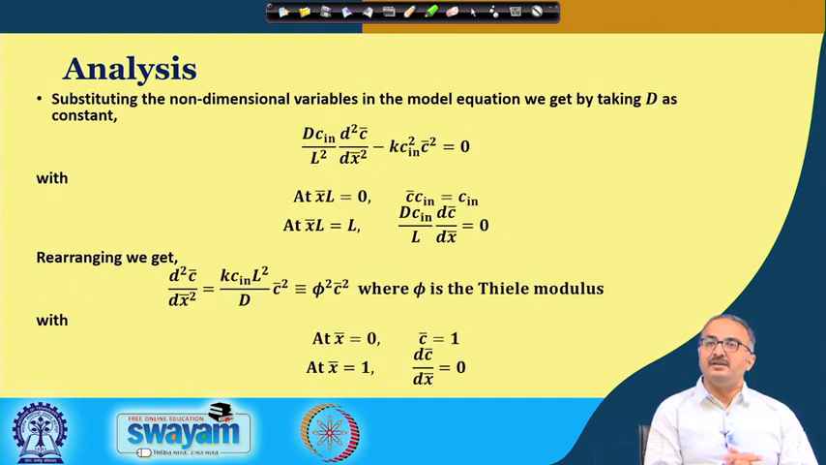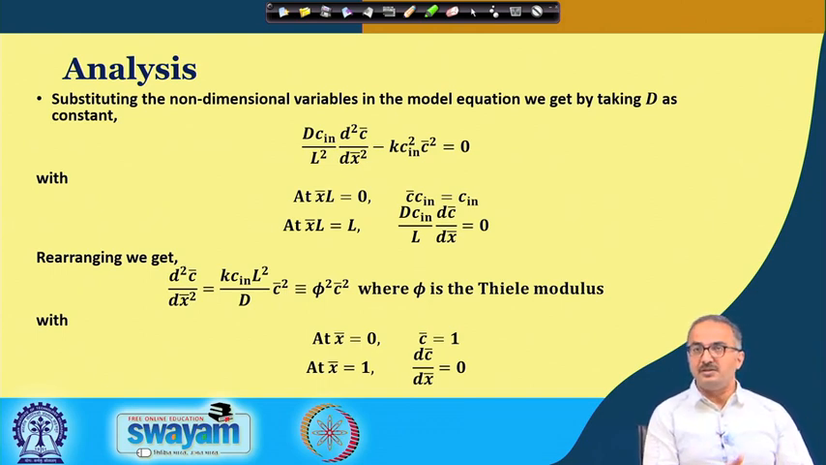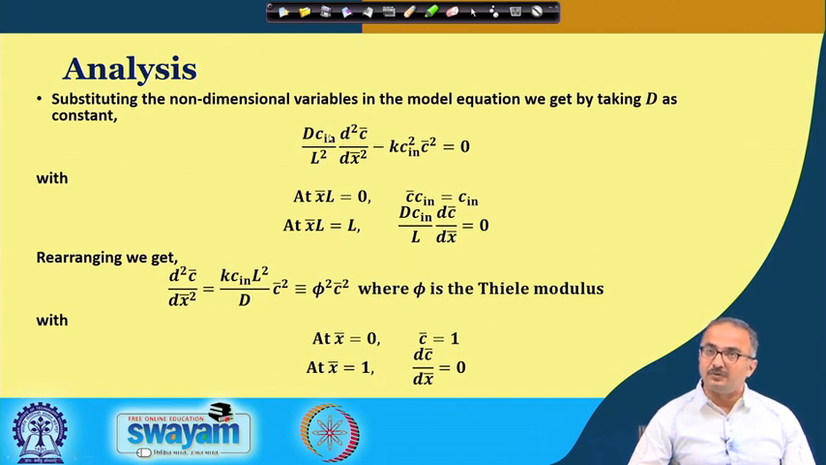Now, after defining the non-dimensional numbers, we again go back to the parent equation, and there we are now going to put the non-dimensional parameters replacing the dimensional parameters. And in this case we are assuming that the diffusivity is constant, so that we can take it out of the differential. Then when we take it out of the differential and put the dimensional parameters in terms of the non-dimensional parameters, we have this particular equation.